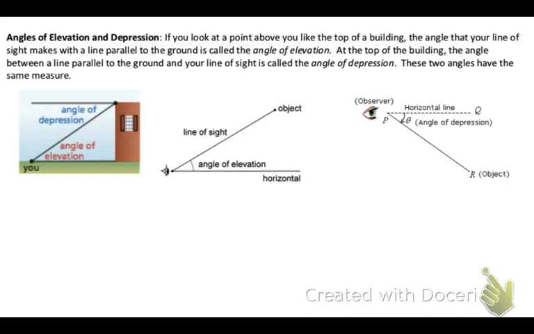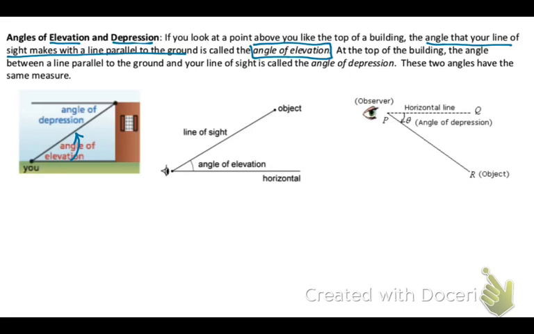If you look at a point above you, like the top of a building, the angle that your line of sight to the top of the building makes with the line, if you look down, that's parallel to the ground, is called the angle of elevation. So if you look at that drawing over on the left, we've got a point where it says U on the ground and top of the building. So that is the angle that is opening up.